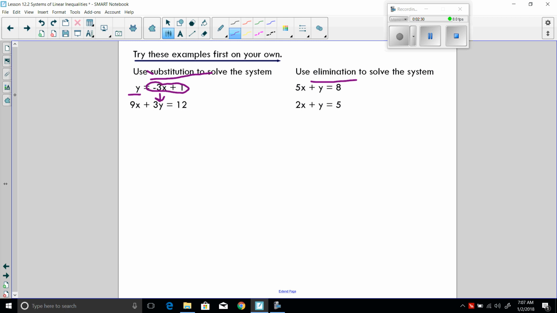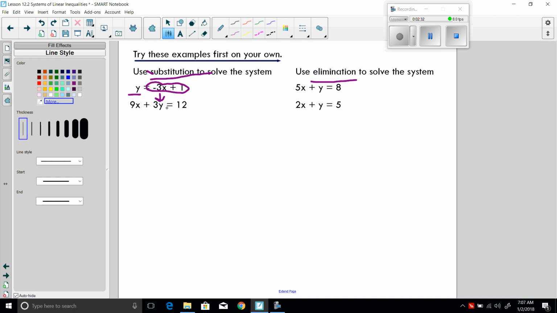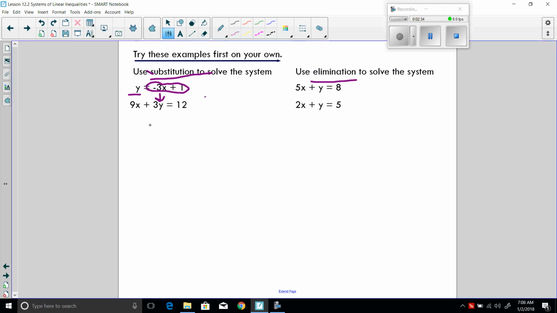Let me see if I can get a little bit of a finer marker here. Cool. All right, so then what I'll write is 9x. Sorry for the sloppy handwriting here. I'm trying to write it on a slate, and it's not working out too well, so bear with me. So I have 9x plus 3, and instead of y, I put in parentheses negative 3x plus 1. And then I finish writing out that equation, equals 12.